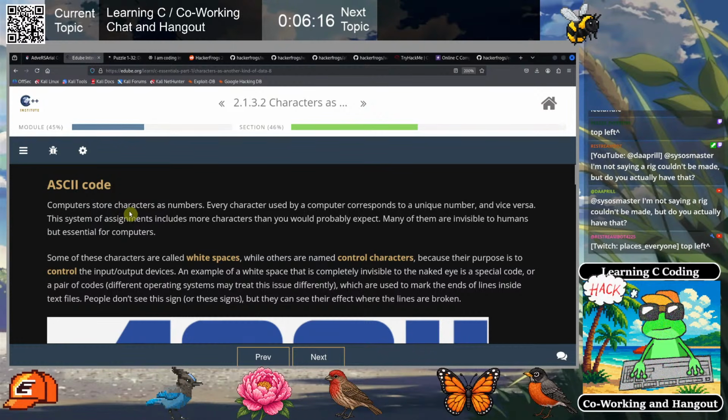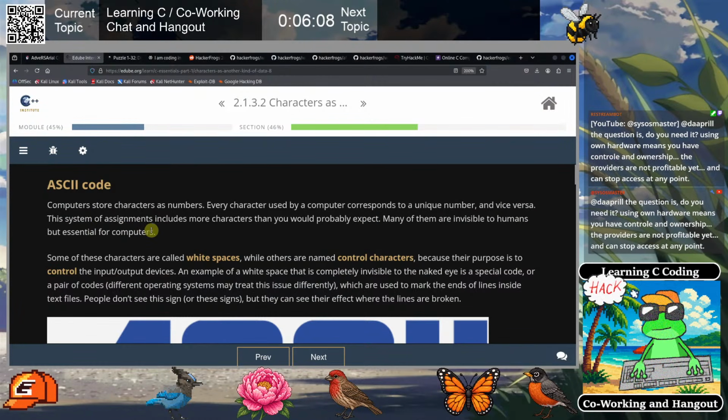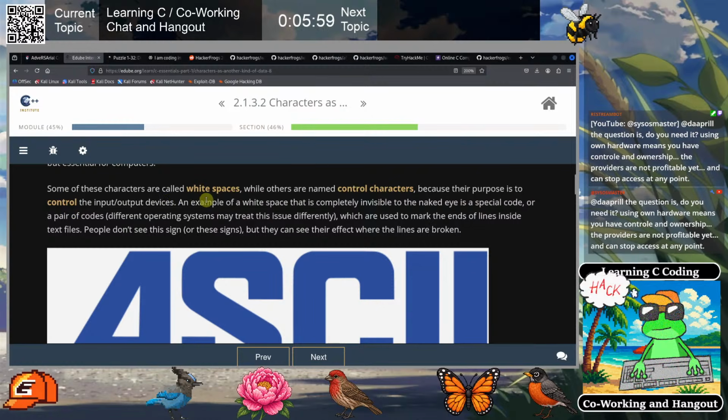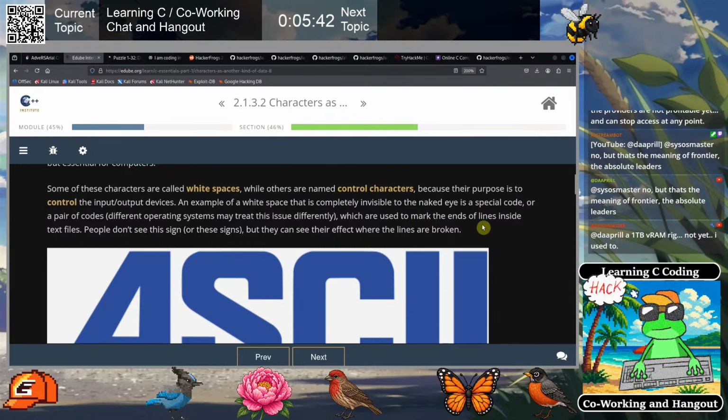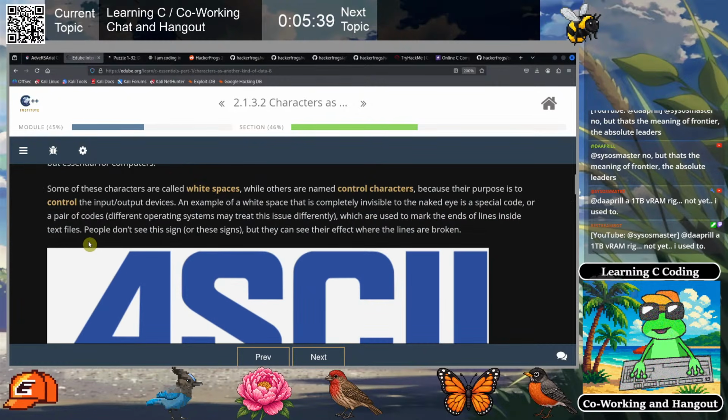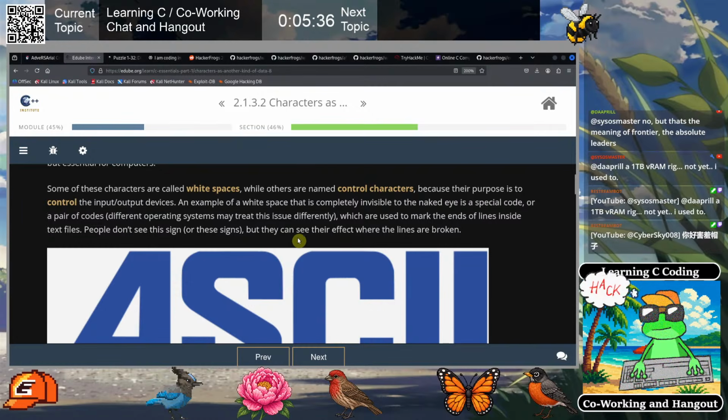ASCII code. Computers store characters as numbers. Every character used by a computer corresponds to a unique number, and vice versa. The system of assignment includes more characters than you would probably expect. Many of them are invisible to humans, but essential for computers. Some of these characters are called white spaces, while others are named control characters, because their purpose is to control the input and output devices. An example of a white space that is completely invisible to the naked eye is a special code, or pair of codes, which are used to mark the ends of lines inside text files. People don't see this sign or these signs, but they can see their effect when the lines are broken.